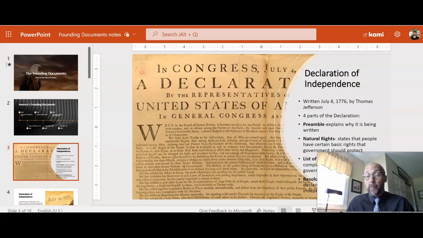The third part of the Declaration is the list of grievances, colonists' complaints against the British government. And then the fourth part is the Resolution of Independence, right? It declares the colonies are free and independent states. So that's the 4 parts of the Declaration, you guys. The preamble, the natural rights, list of grievances, and then Resolution of Independence.